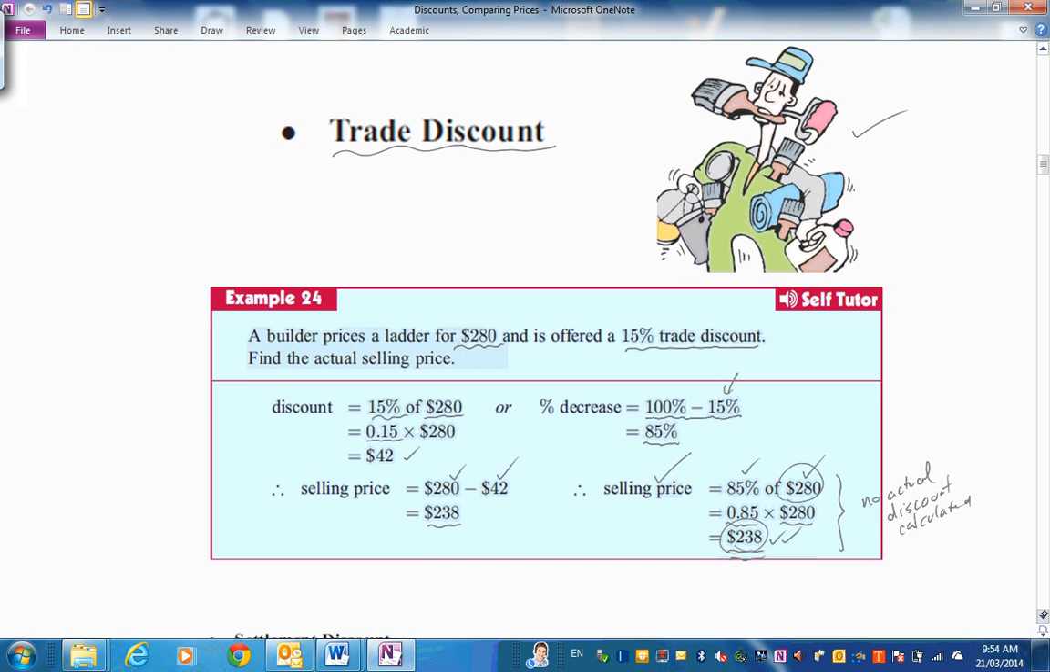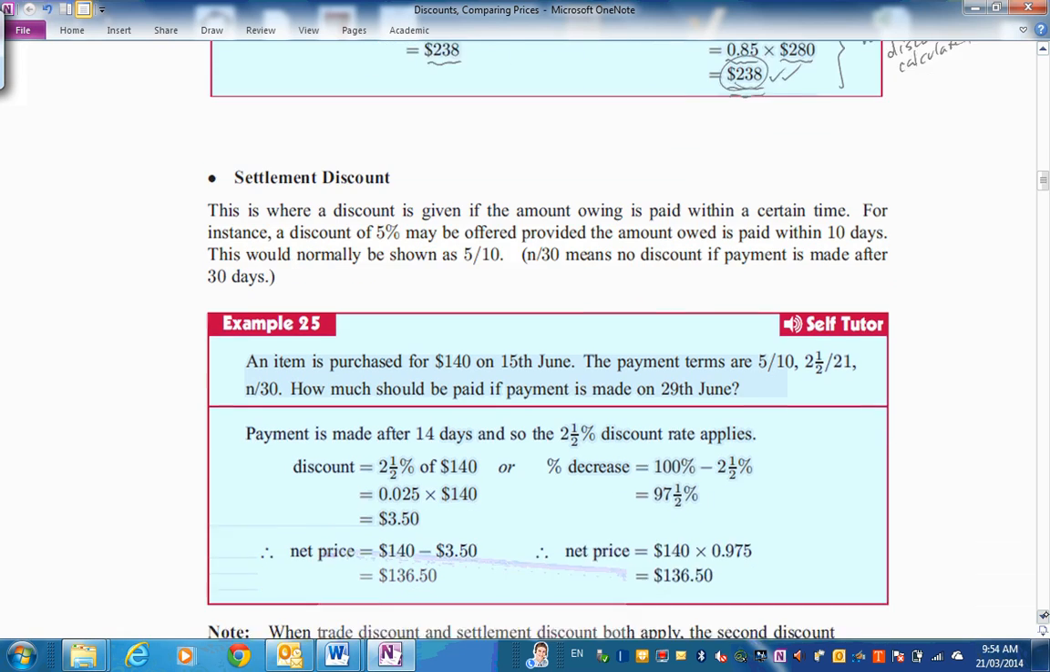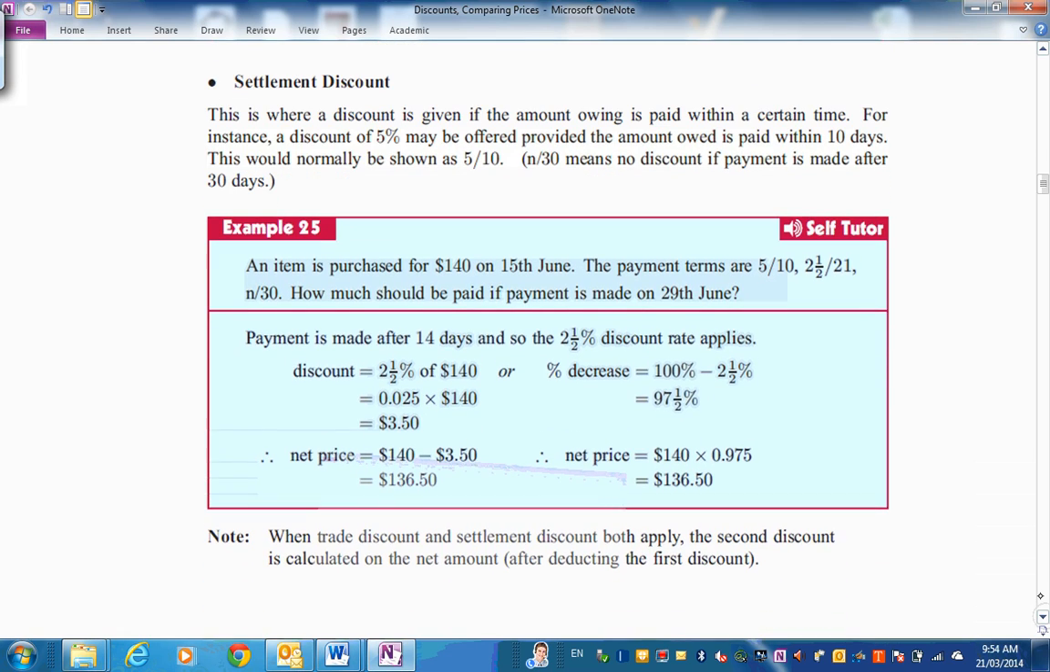All right, let's have a look at another situation, a settlement discount. This is a bit old-fashioned now, but I'll talk about it in a minute. A discount is given when the amount owing is paid within a certain time. So it's trying to get you to pay your bills more quickly. For instance, a discount of 5% may be offered provided the amount owed is paid within 10 days. And that's shown as 5% for within 10 days.